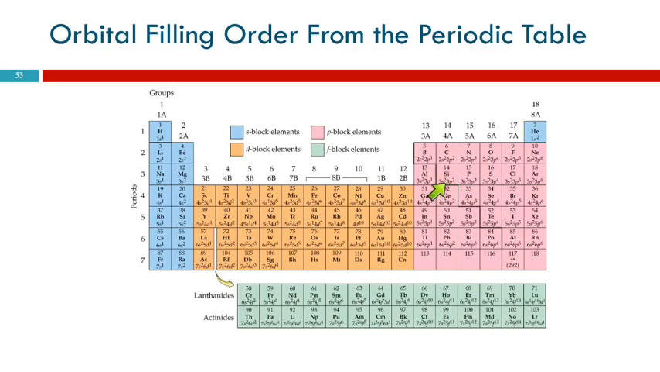So if we're going to look at silicon, silicon's over here, it's in row 3, and over here, it's in the p block, right? And we count 1, 2. So this ends with 3p2.